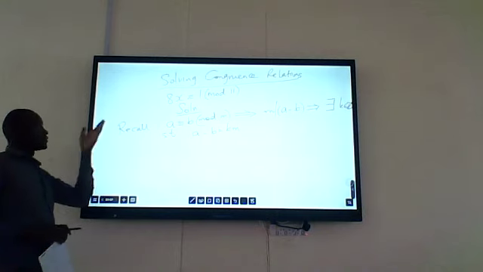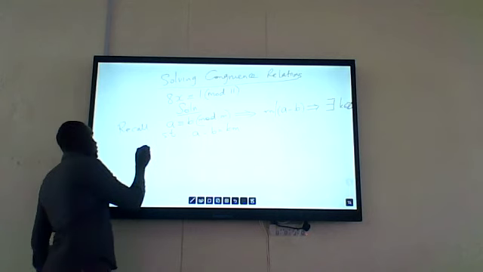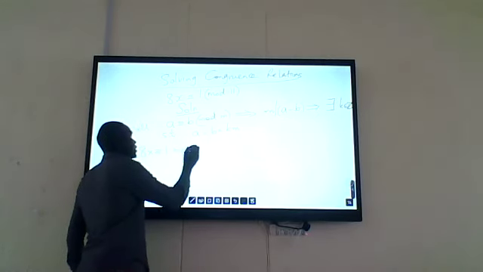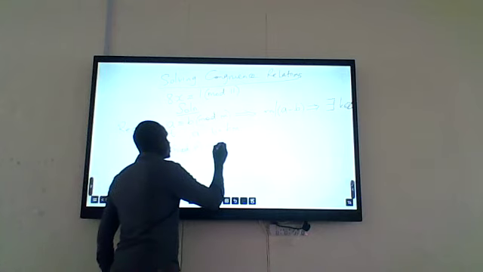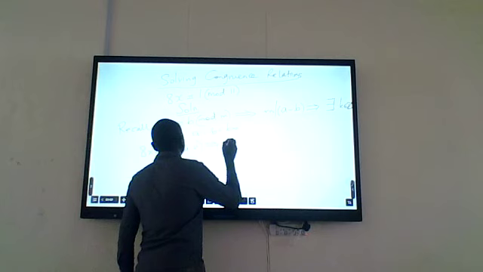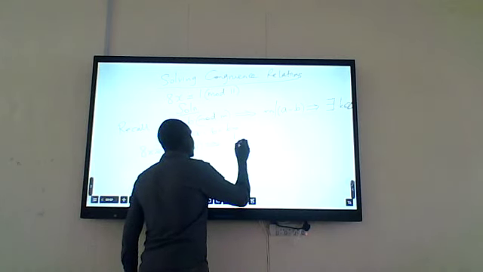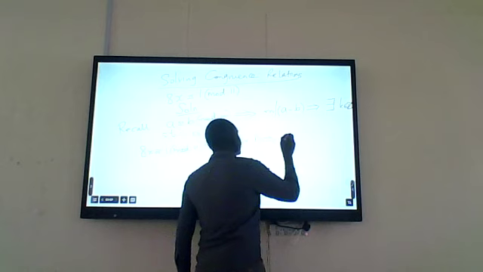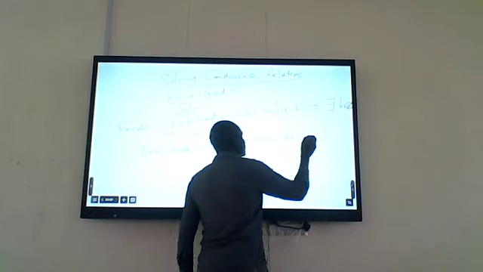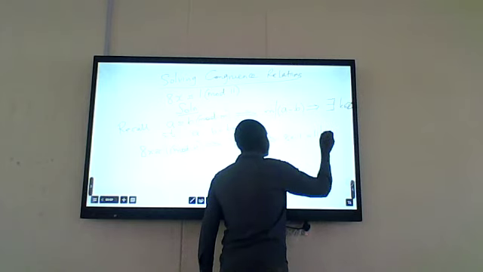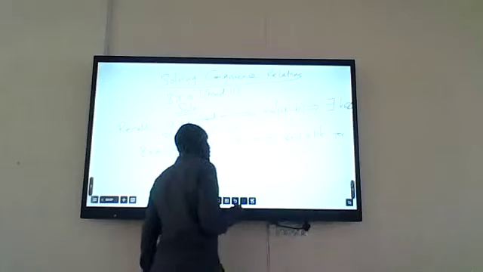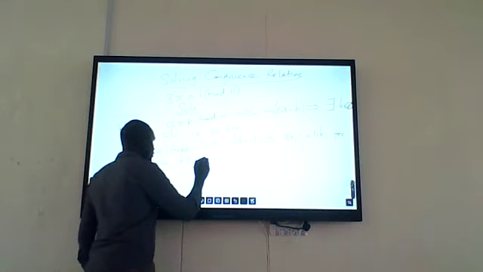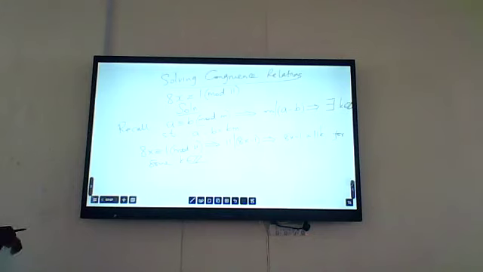So here, 8x congruent to 1 mod 11 means that 11 should divide 8x minus 1, which implies that 8x minus 1 is equals to 11k for some integer k. That will be the interpretation of that statement.